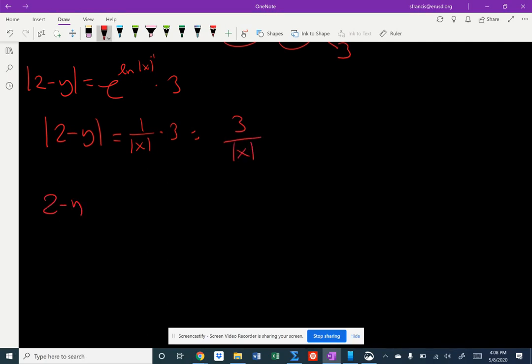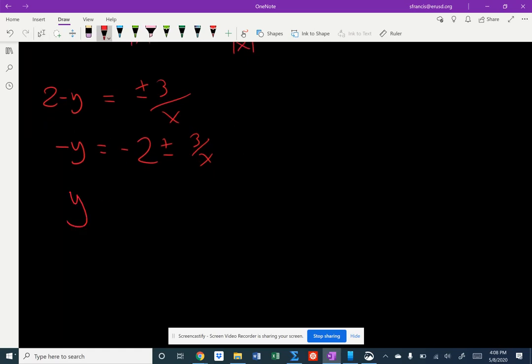So now I'm going to drop the absolute value symbols and put a plus or minus in front, so we can account for all the different ways that might work out. So the negative y is going to be equal to -2 plus or minus 3 over x. Y is going to be then +2 minus or plus 3 over x. And then we just got to choose the right point.